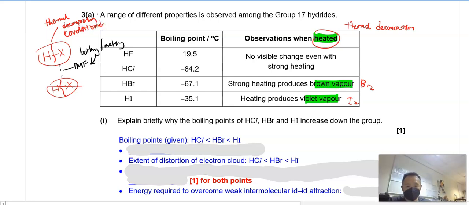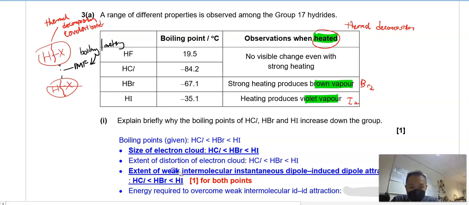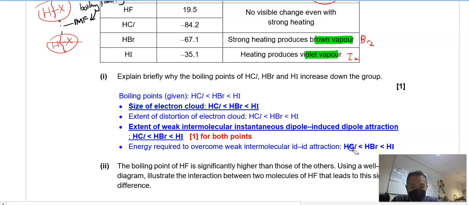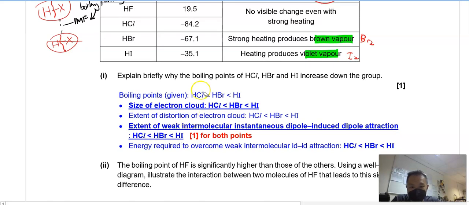Okay. So when you look at boiling point, there's an increase down the group. What changes down the group? The size of the electron cloud. As the electron cloud gets bigger and bigger down the group, naturally the extent of instantaneous dipole-induced dipole interaction will increase, and therefore you require more energy to overcome the intermolecular id-id. That's why HI, having the largest electron cloud, the most polarizable and most distorted, has the most extensive id-id. For 1 mark, these are the 2 marking points: size of the electron cloud, weak intermolecular id-id. For 2 marks, then of course these 4 points.